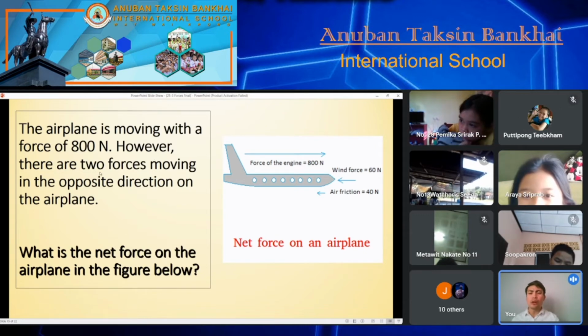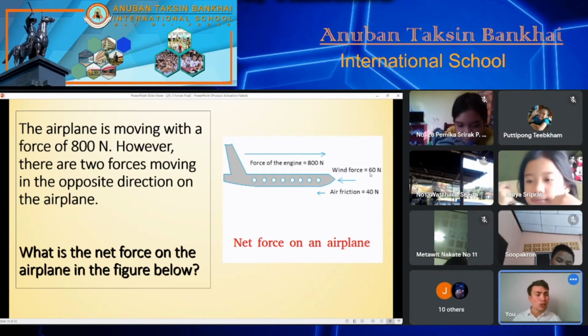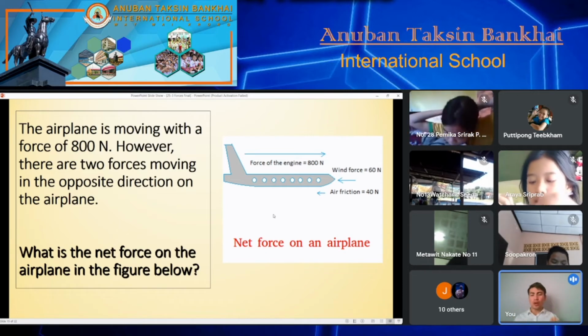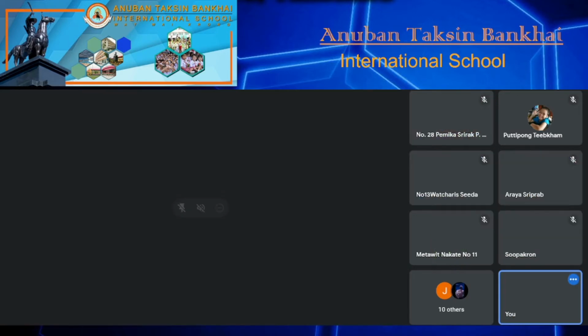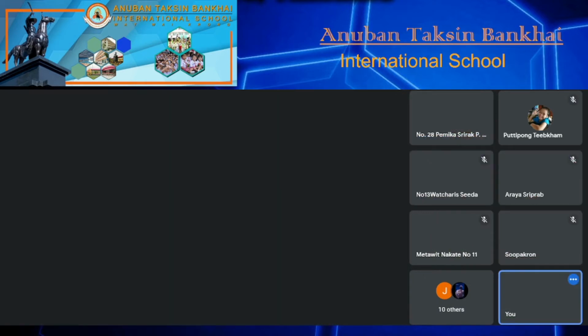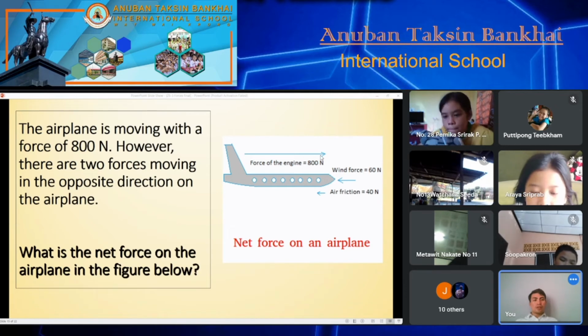However, there are two forces moving in the opposite direction on the airplane. That is 50 Newton and 50 Newton, wind force and air friction. Now, the question is, what is the net force on the airplane in this figure? How much is the net force? If you can answer, I will be giving you 2 points.